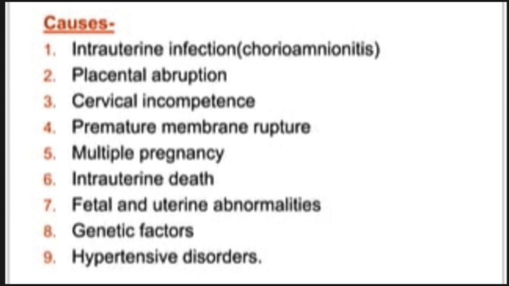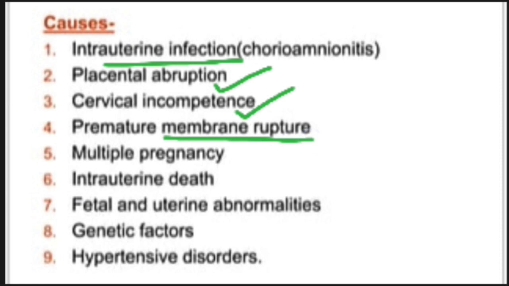The causes of this are: any infection in the uterus, any placental conditions like placental abruption or placenta previa, a weak cervical muscle, any rupture of the membranes, multiple pregnancy, that is two or more babies, or if the baby is dead inside, intrauterine death can lead to preterm birth. If the fetus has any abnormalities or the woman has any uterine abnormalities, then the doctor generally advises preterm birth.